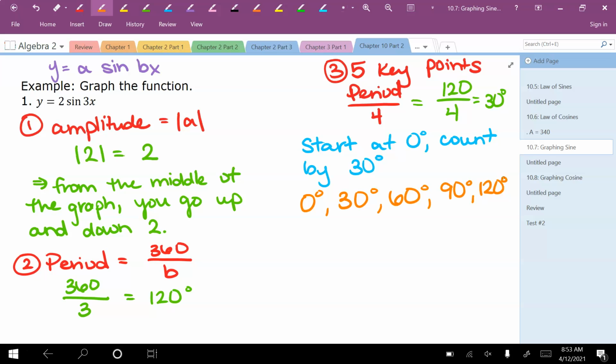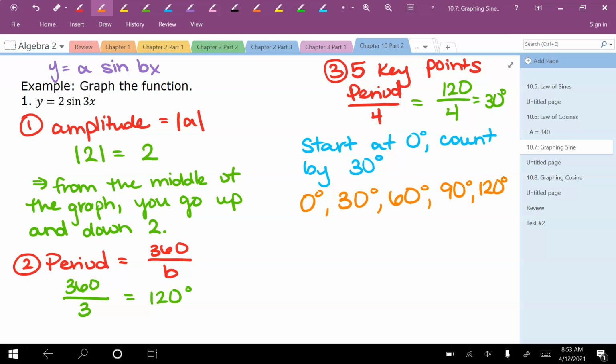Now you should see in your packet that you already have a graph. This is where we're going to put it. There's nothing written on that first dash on the x-axis. That's where the 30 degrees would go. Then the next one's 60, that's written in there for you. The next one would be 90, and then you have 120. The next one would be 150, then 180. Now, we're not going to actually graph anything past 120 because I only really need to see one cycle of the sine function.